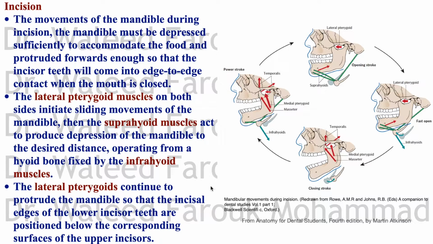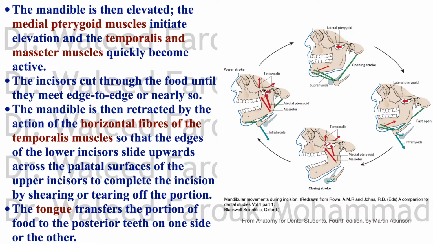The lateral pterygoids continue to protrude the mandible so that the incisal edges of the lower incisor teeth are positioned below the corresponding surfaces of the upper incisors. Then, after opening the mouth, the mandible is elevated to cut the chunk of food. The medial pterygoid muscles initiate elevation, followed by the temporalis and masseter muscles that quickly become active.